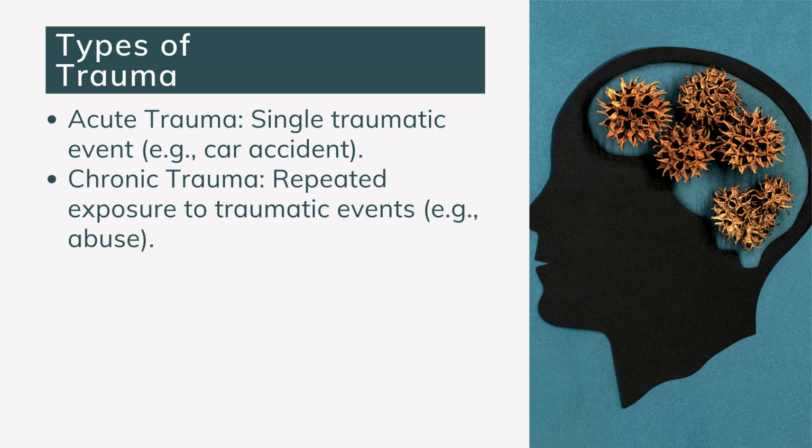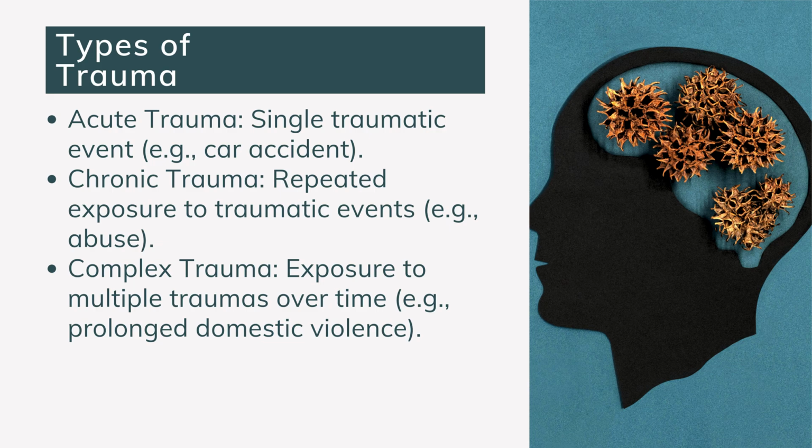We also have chronic trauma. This involves repeated exposure to trauma over time. An example is a child growing up in an abusive household who may develop difficulty trusting others and suffer from depression.